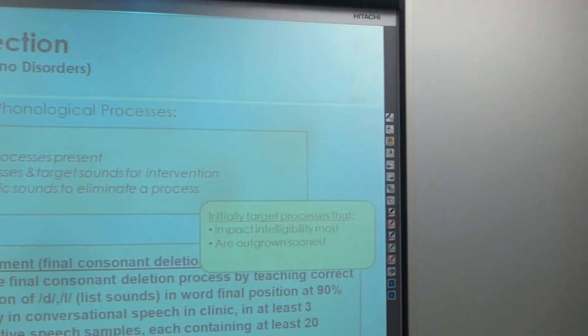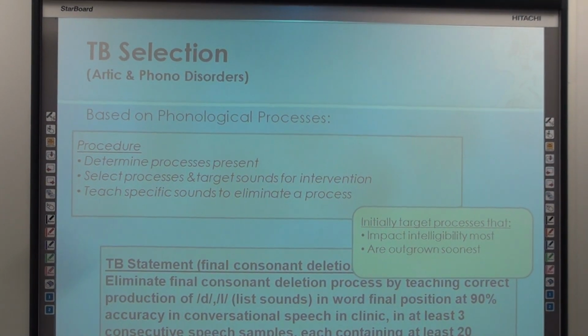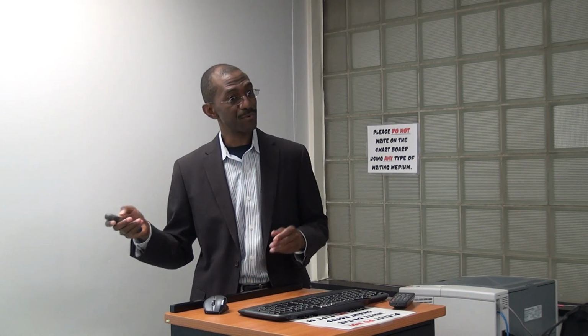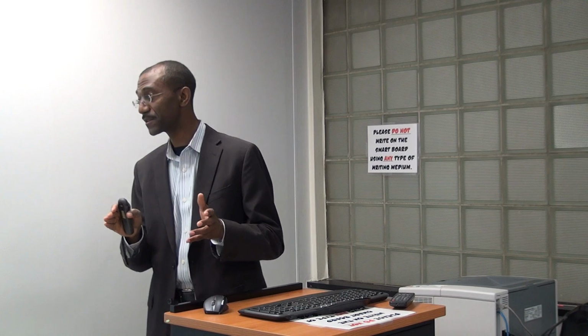With phonological processes, the challenge here is really to conduct a comprehensive phonological processes analysis. But once you've done that, then everything else is essentially the same. You're going to select the processes that you're going to target for intervention. And then you're going to teach specific sounds that involve those processes. In terms of selection and prioritizing which processes you're going to address, obviously the processes that impact intelligibility the most. But you also need to look at which ones disappear earlier and which ones disappear later.